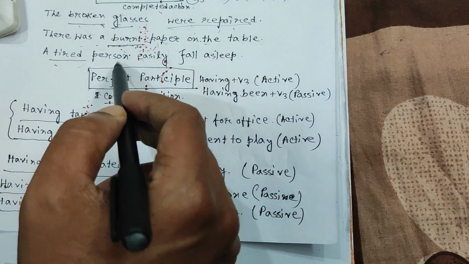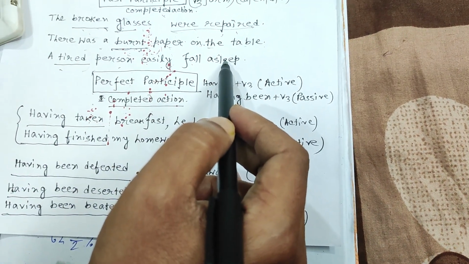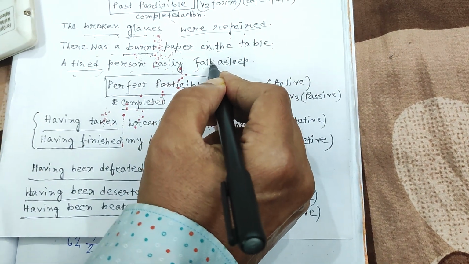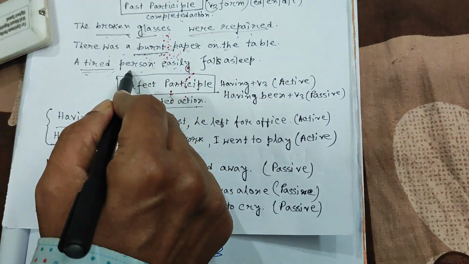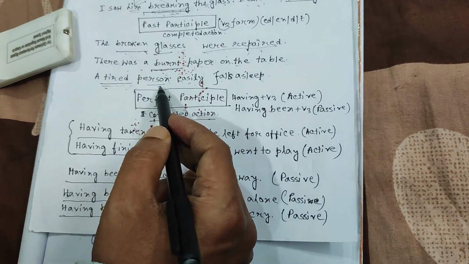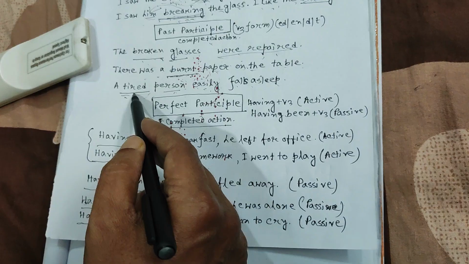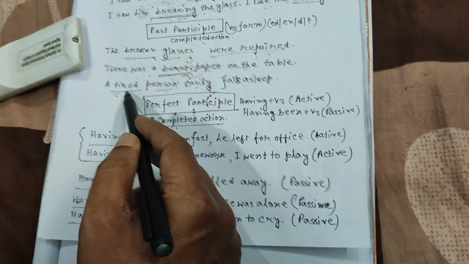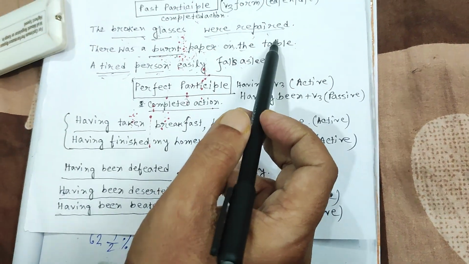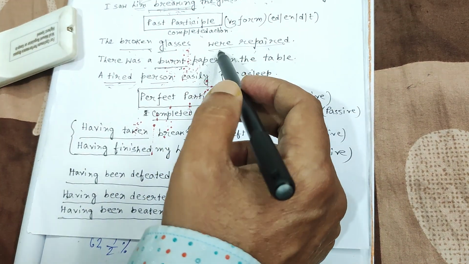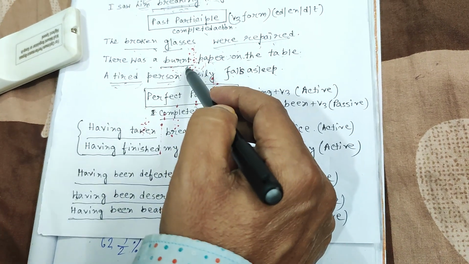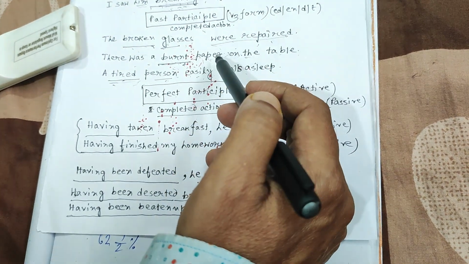A tired person easily falls asleep. A tired person easily falls asleep, because it is a third person singular number. A person who is already tired, past participle. So he has already got tired. That is why he fell asleep. So this type of completed action is being referred to by the past participle, which can be formed by the third form of the verbs.